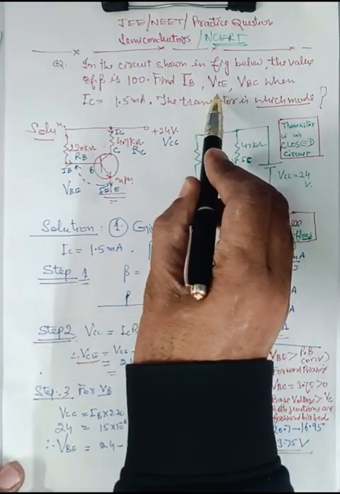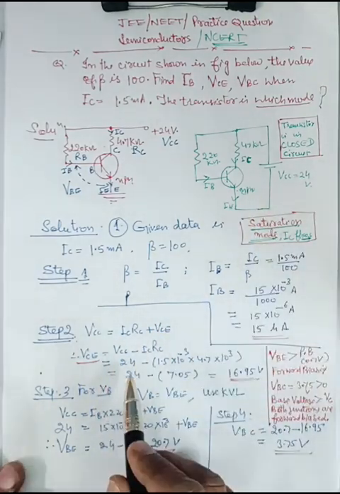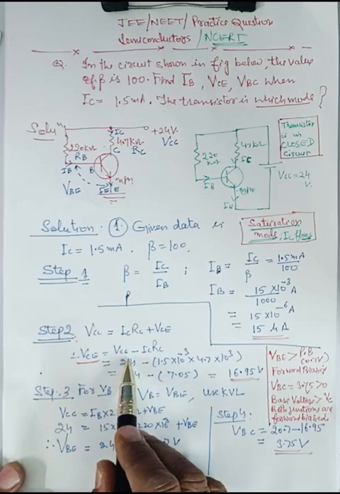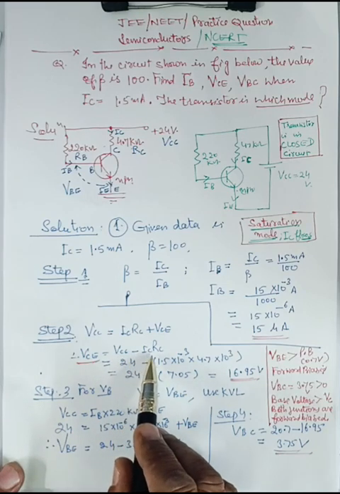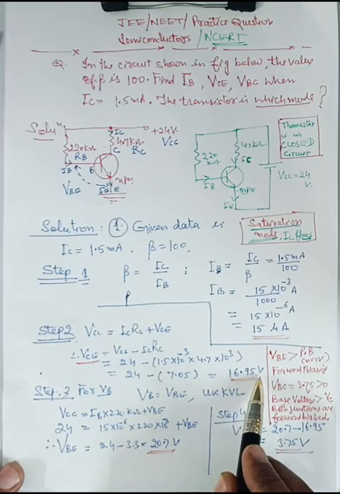Then for the second case, we are to calculate the VCE, that is the voltage between collector and emitter. From the various formula, or in this case you can say that VC is equal to VCC, that is the applied voltage across the collector, minus the voltage drop across the resistance connected in the collector circuit. This comes out to be equal to 16.95 volt.